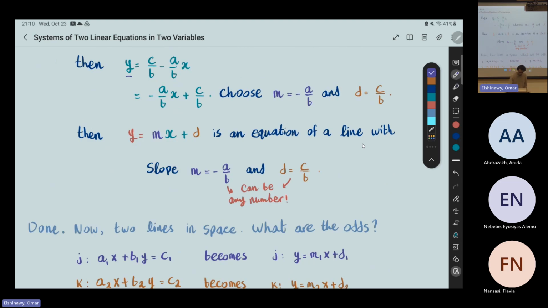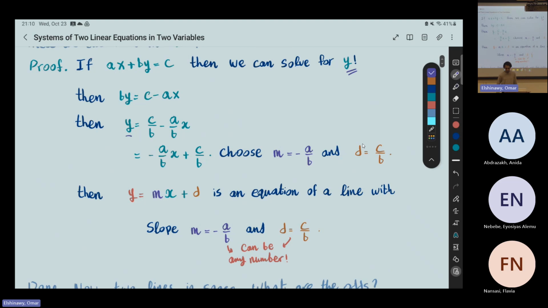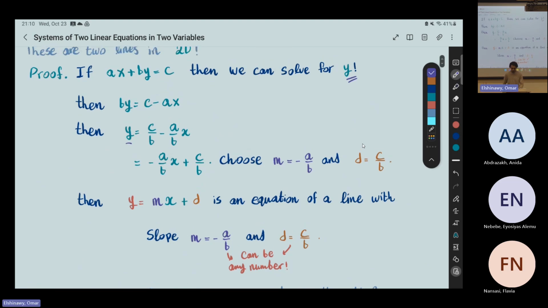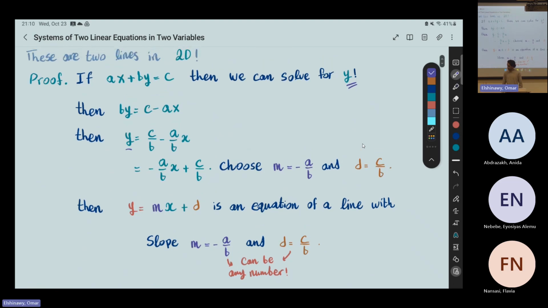And so if I just choose this m to be minus a over b, and I choose this d to be c over b, then I have an equation in y and x with a slope and a constant. That's all I wanted to say. Now, what do you think? Do you think this makes sense at least? I would really like you to say that it doesn't, because then we can have a good conversation about it.